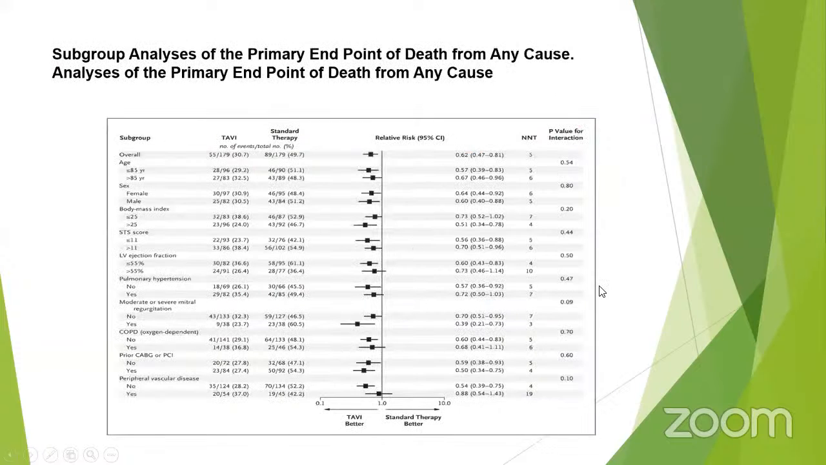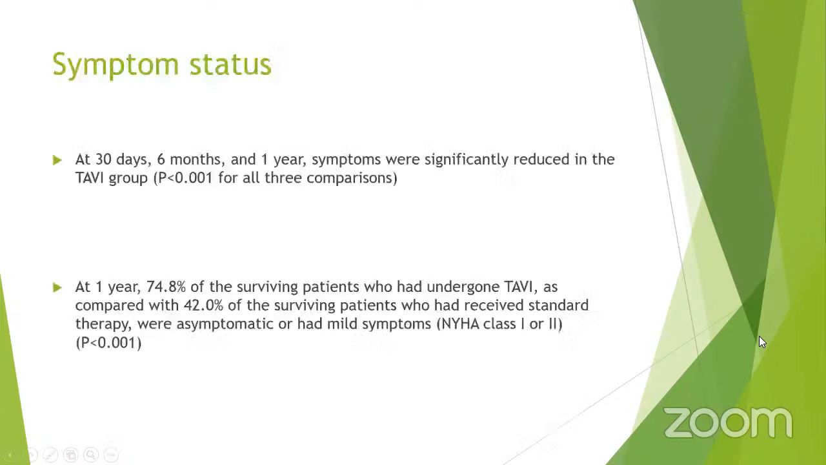A subgroup analysis was carried out to see if there is any interaction between specific subgroups, which included age, sex, BMI, STS score, ejection fraction, pulmonary hypertension, presence of severe mitral regurgitation, COPD, history of prior CABG or PCI, or peripheral vascular disease. However, this subgroup analysis found no significant interaction between any of these subgroups and the trial.